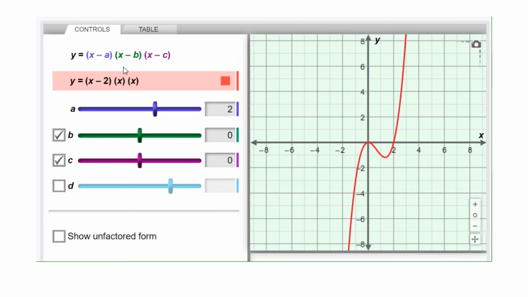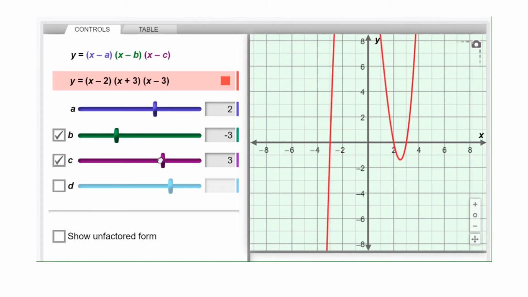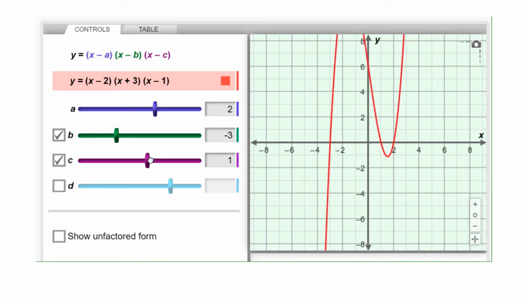Now notice these two x's together, they're an x squared, right? That gives me that squared shape, that parabolic shape right there. Let's change this around a little bit more and get some other numbers. About a 1 there. So looking at these factors, x minus 2 gives me a root or an x-intercept at positive 2. x plus 3 gives me an x-intercept at negative 3. And this final factor gives me an x-intercept at 1. So I've got 3 different ones.